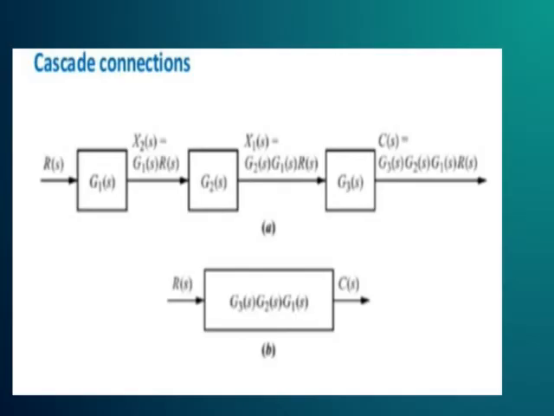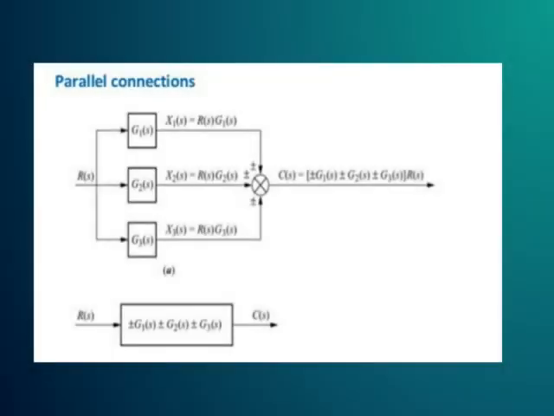See here, for cascade connections, three blocks are reduced to one block, which we draw as the product of the three gains G1, G2, G3. Here the parallel connections G1, G2, G3 can be written as one block, and from the summing point we consider it as G1 plus G2 plus G3.